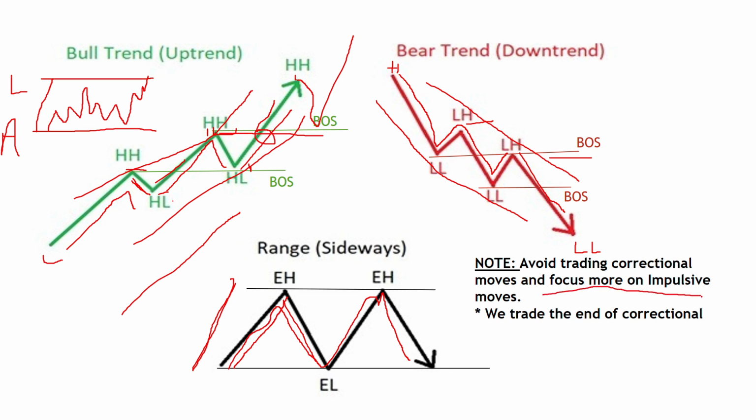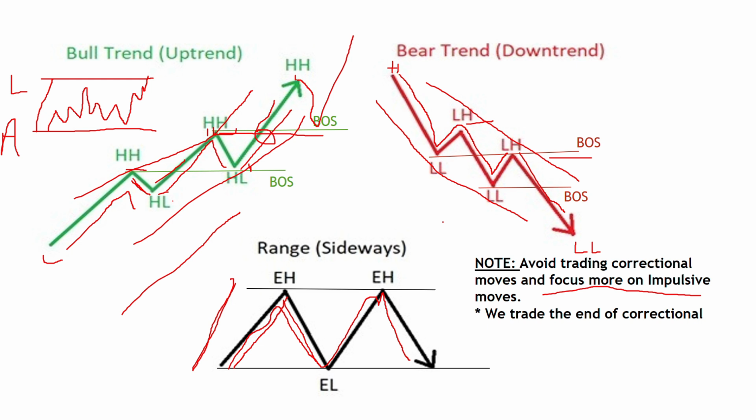Meanwhile, there are some strategies that give you an edge to trade correctional moves, and there are some strategies that give you an edge to trade sideways movement, which is the range of the market. But there are some strategies that only give you an edge when trading a bull trend or a bearish trend. So that's why you are advised to trade impulsive moves and avoid trading correctional moves.